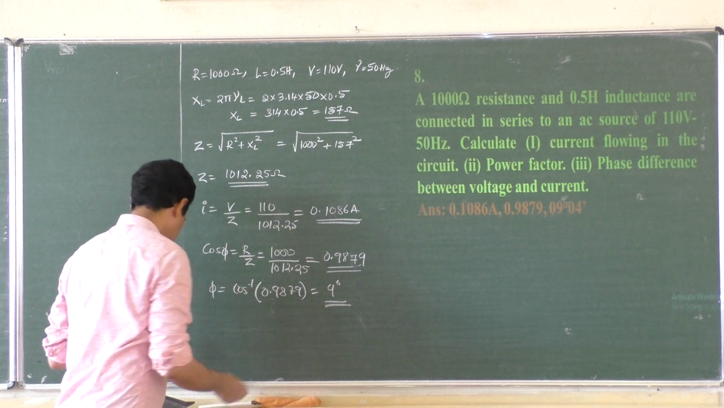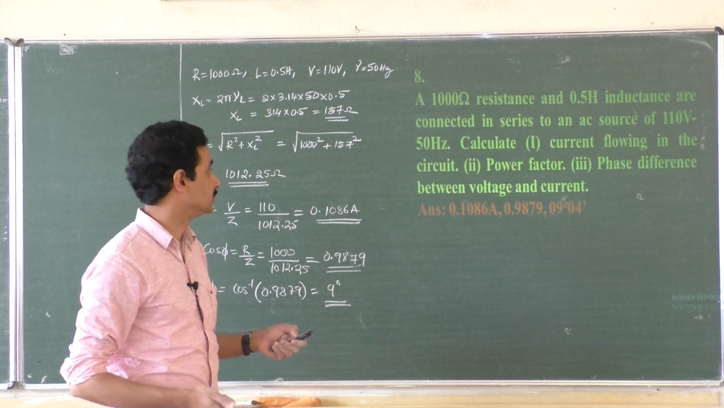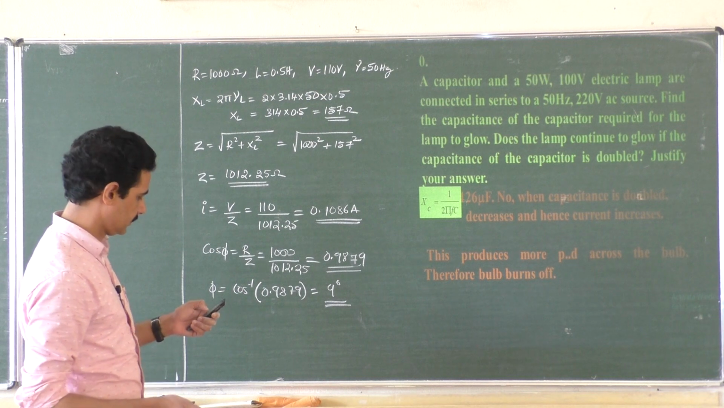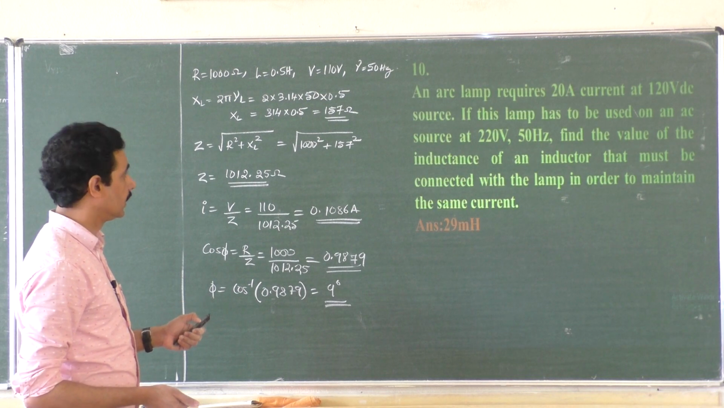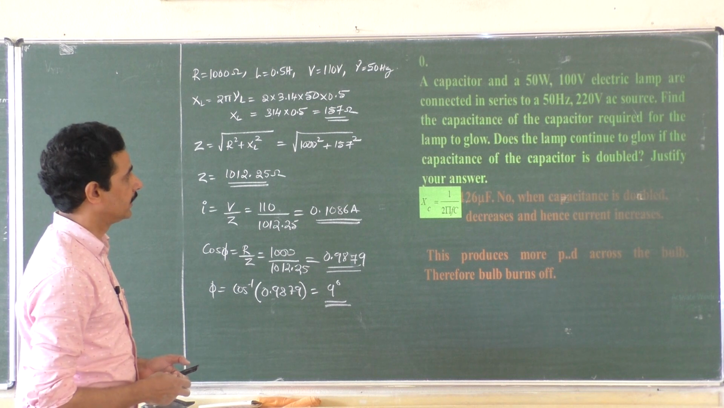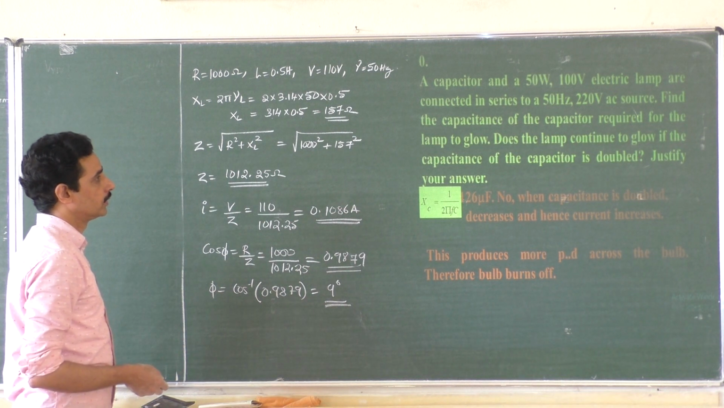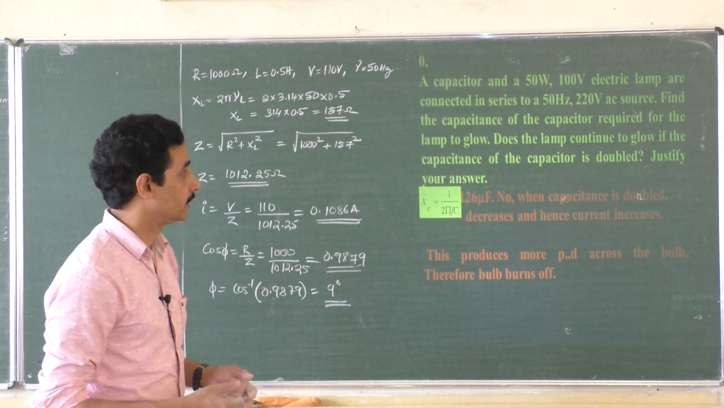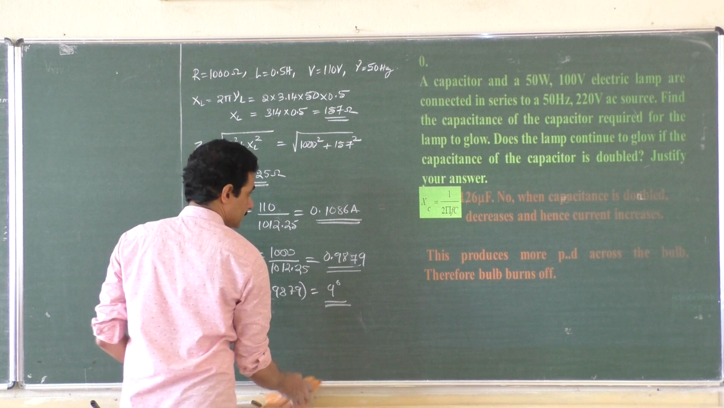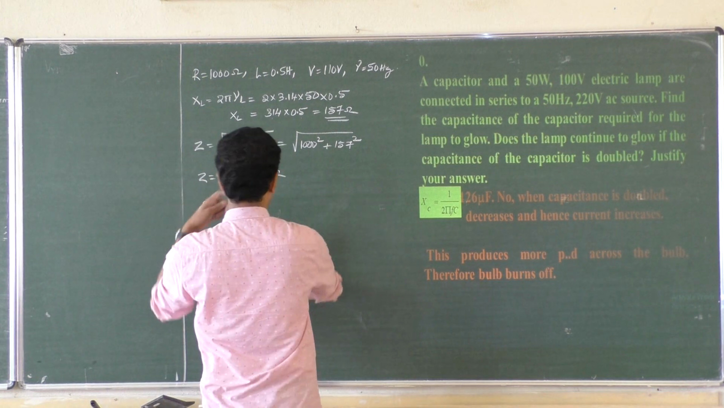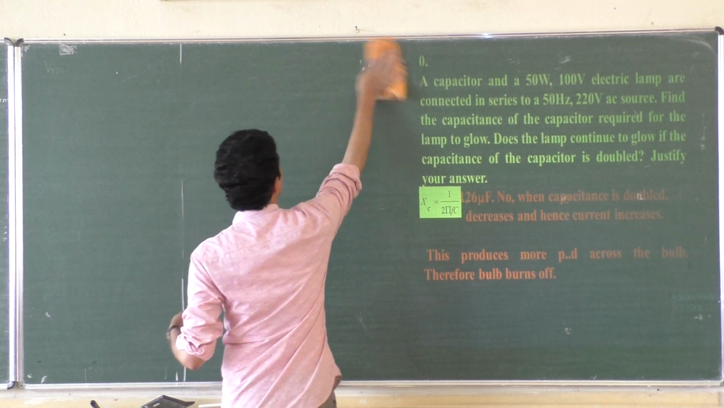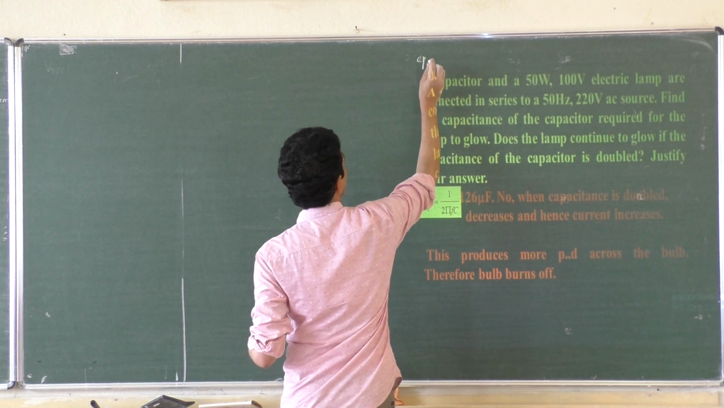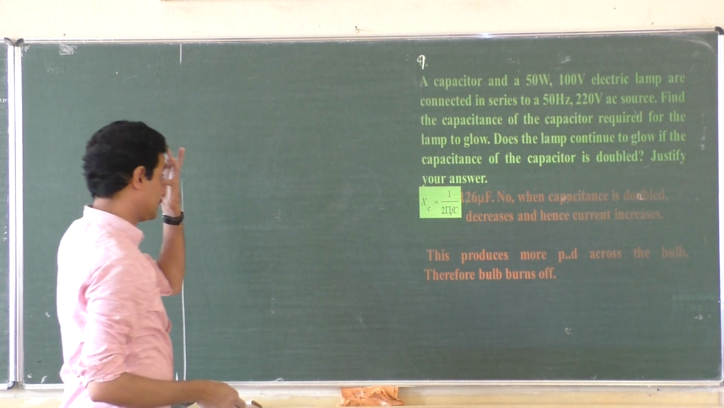Very easy. Now I think you have got the grip of the problems. What to do? 9th one. It should be 9th problem. What about the next one? 9th one. A capacitor and a 50 watt 100 volt electric lamp. This is a very important type of problem. Here you will have to discuss the things. You will have a series of these types of problems now.